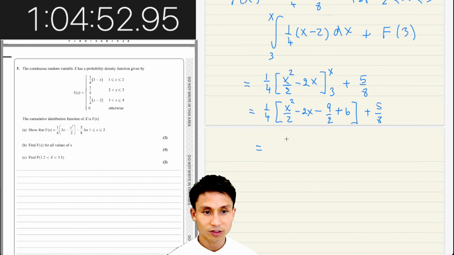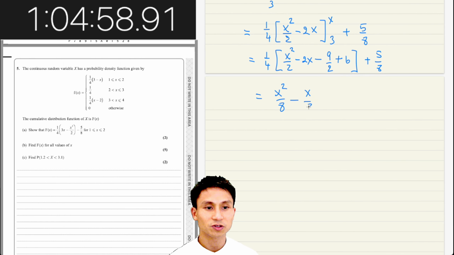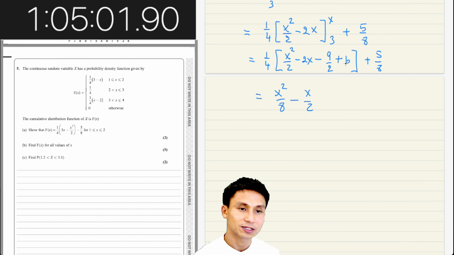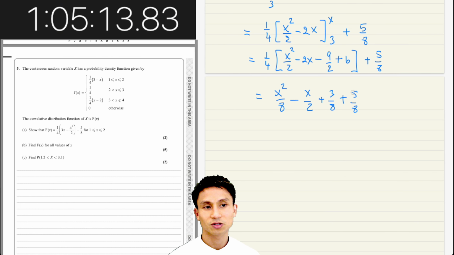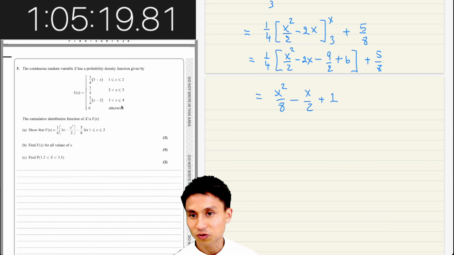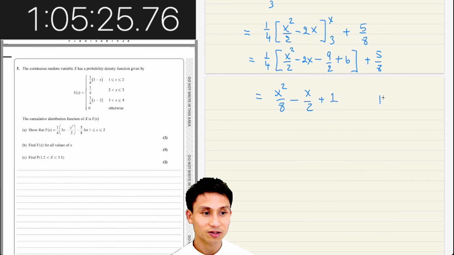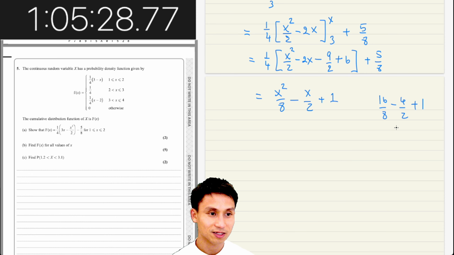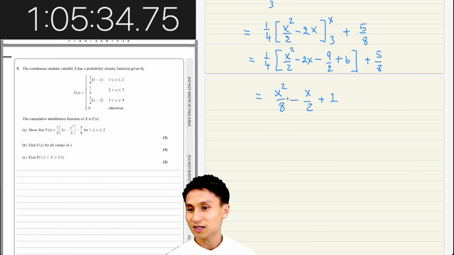So multiplying out, we get x squared over 8. There's only one x term here, so we can multiply in, so x over 2 there. And this is 12 minus 9 over 2, so 12 minus 9 is 3, 3 over 2, so that will become 3 over 8 plus 5 over 8. So that would all become 1. Now hopefully if we substitute 4 in here, we should get a 1. Let's try that. So if we sub 4 in there, we would get 16 over 8 minus 4 over 2 plus 1. Is that 1? Yeah, 2 minus 2 is, yeah, we get 1. So we're lucky here that we got it right.